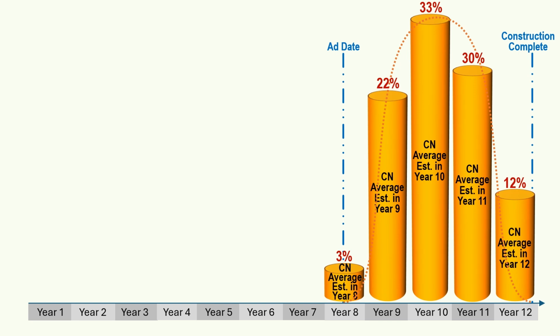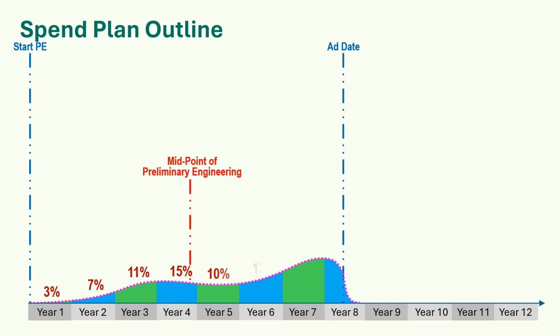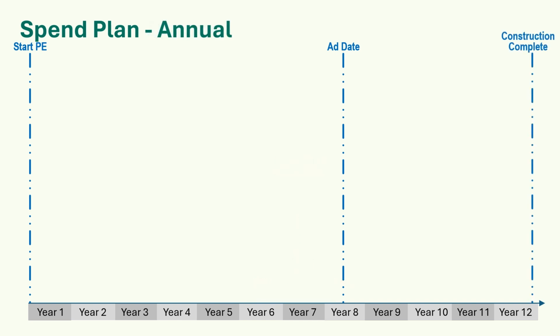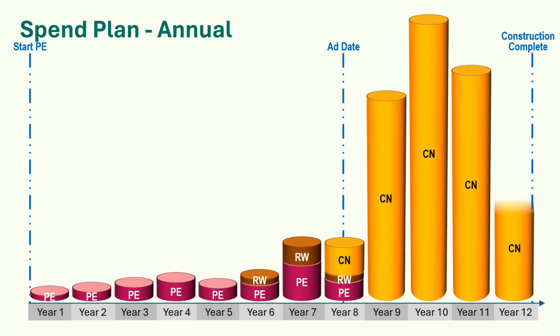Remember, the actual construction spend plan will ultimately be set by the contractor that is awarded the contract. Next, do the same for your preliminary engineering and right-of-way escalated budgets. The preliminary engineering escalated budget. The right-of-way escalated budget. Your complete spend plan might look something like this, with preliminary engineering, right-of-way, and construction estimates in escalated dollars, otherwise stated as year of expenditure dollars.